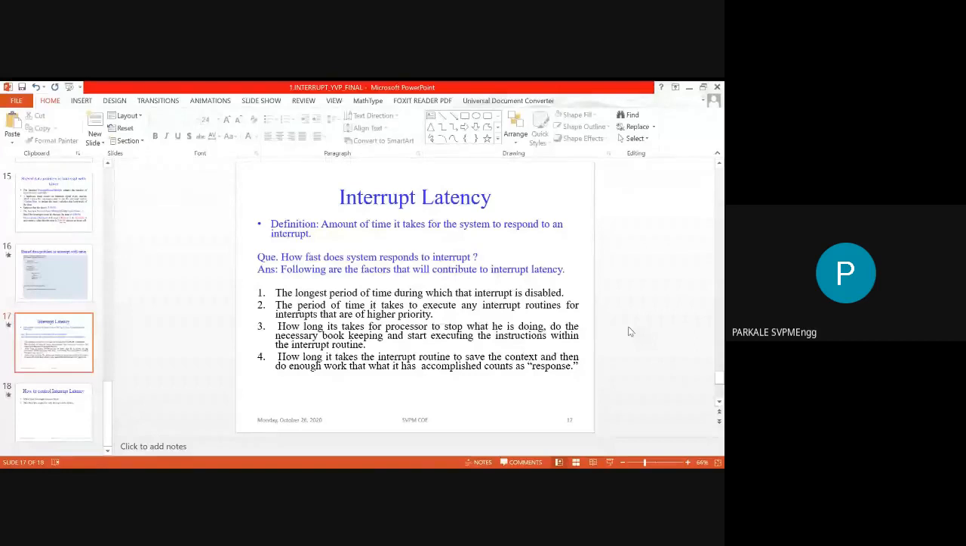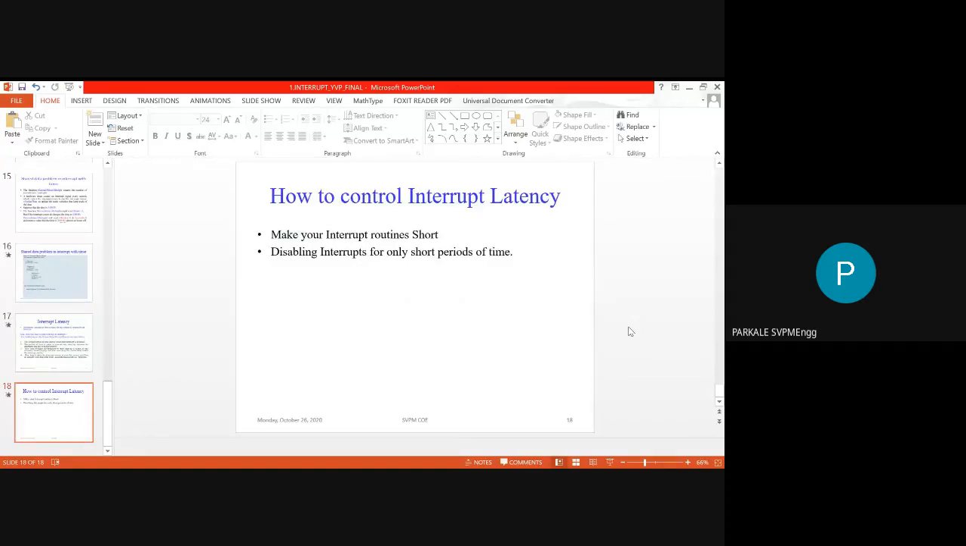Now what is the problem? If the interrupt latency is higher, meaning that interrupt has to wait for a longer time, it is not a good thing for your system. So how to deal with this problem? We have seen two solutions: making the interrupt service routine short and disabling your interrupts for only a short period of time. In the exam also there may be questions, MCQs, on both of these topics.